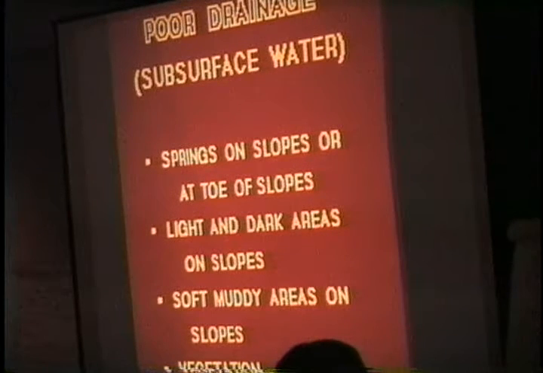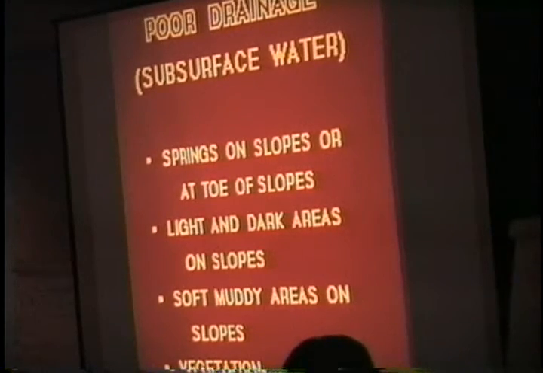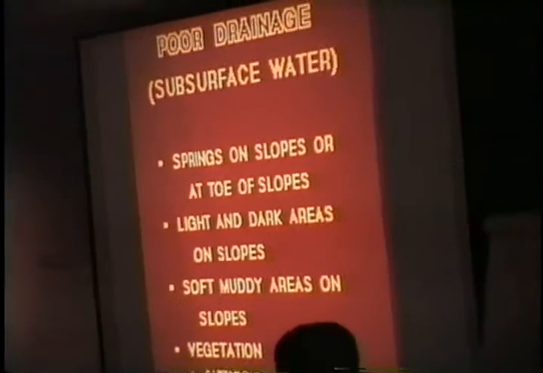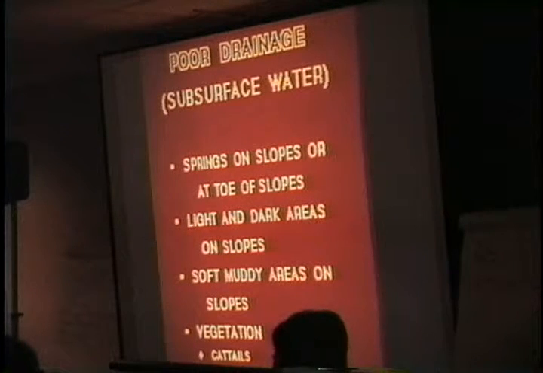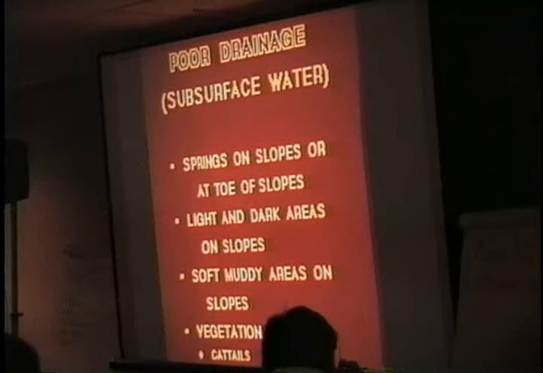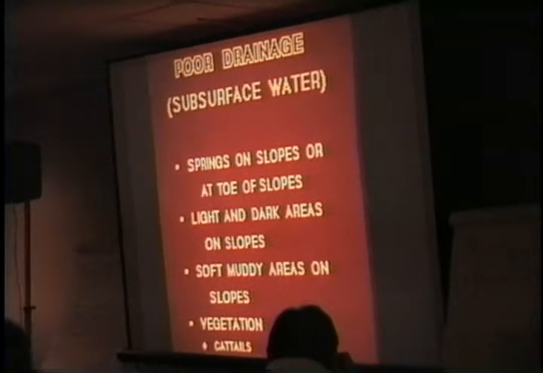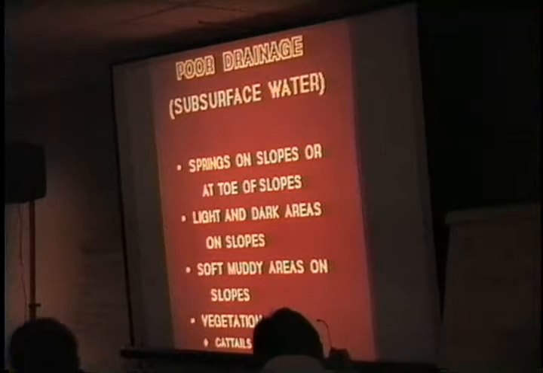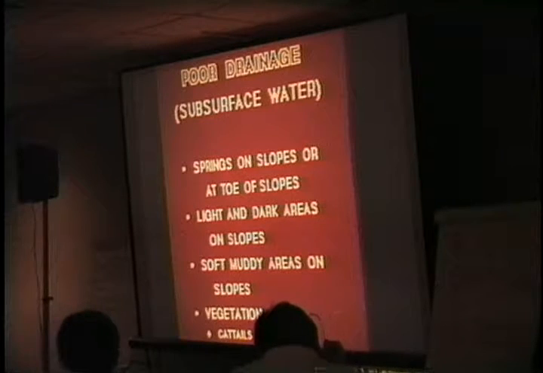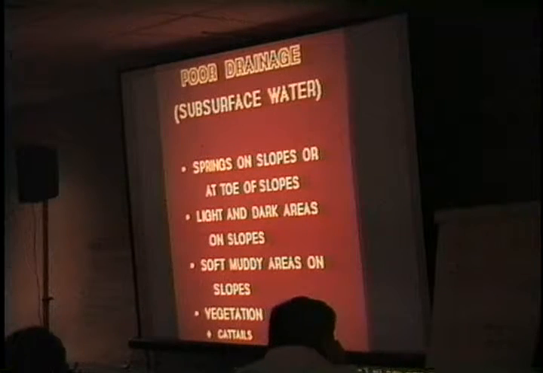Light and dark areas on the slope. If you see a dark area, that would tend to say water is coming through. Sure, if you put water on it, it darkens the area. Soft, muddy areas on the slopes. Vegetation, cattails, green grass in the dry season. Okay?